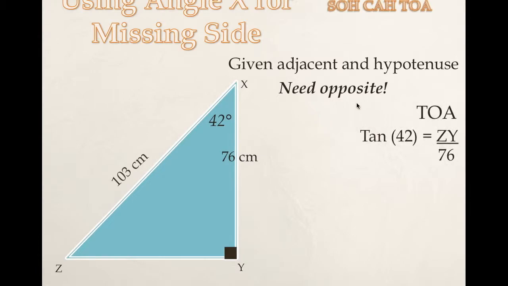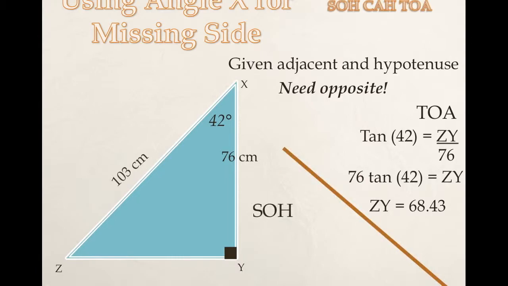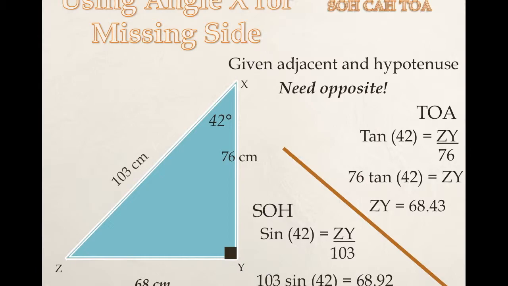Starting with TOA, we have that the tan of 42 is equal to opposite over adjacent, so ZY over the adjacent 76. By cross multiplication, we get that ZY is approximately 68.43 centimeters. On the last slide, we got this number using angle Z, so we know we're on the right track. Had you decided to use SOH with angle X, you would have sine of 42 is equal to opposite over hypotenuse, so sine of 42 is equal to ZY over this 103. You would get that ZY is approximately, again, 68.92. We're just going to settle with 68, the same thing we got in the last slide, so we know that we're on the right track.